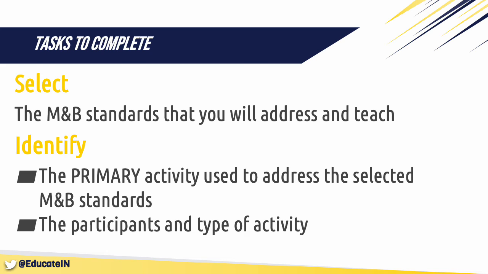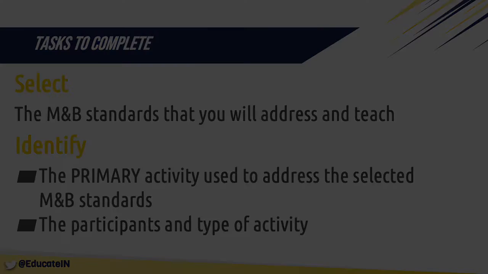1. Select the mindset and behavior standards that you will address and teach in your counseling program. 2. Identify the primary activity used to address the selected mindset and behavior standards: classroom lessons, large group presentations, or small group. 3. Identify the participants. What grade levels will you teach it to? 4. Identify the type of activity: classroom or large group presentation, or a small group.